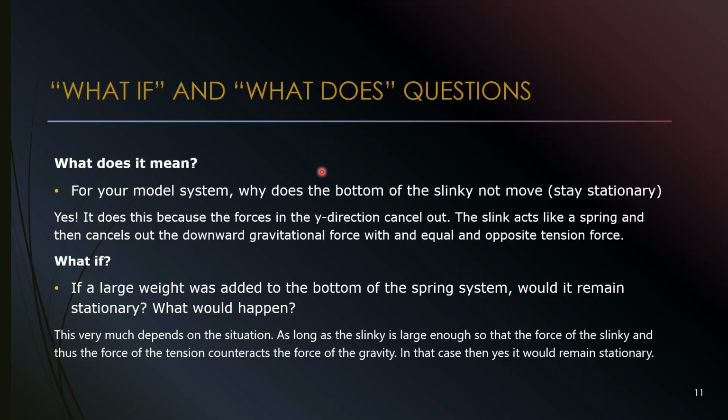And now the what does and what if questions. What does it mean? Basically, did my Slinky not move? Did it stay stationary? Yes, it stays stationary, but why does this happen? It happens because the forces in the y direction cancel out, and the Slinky acts like a spring and cancels out the downward gravitational force with an equal and opposite tension force.